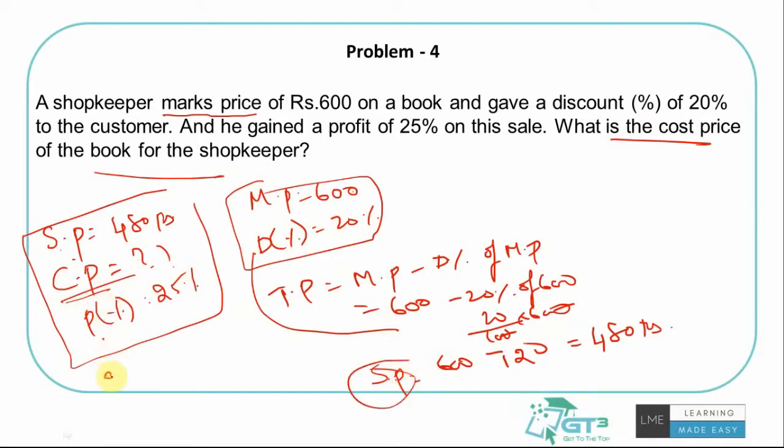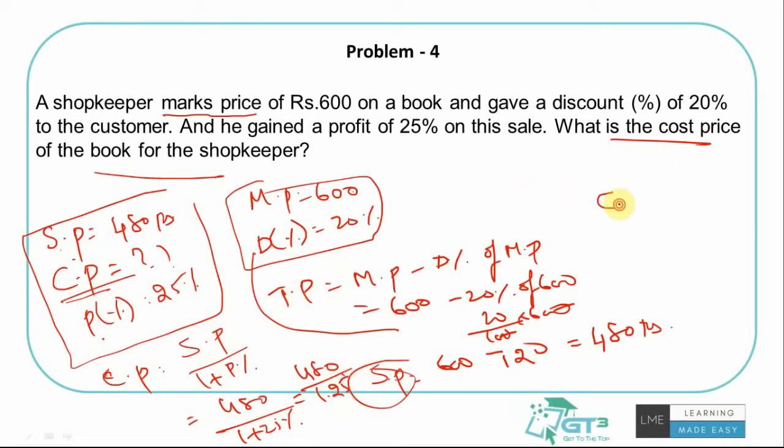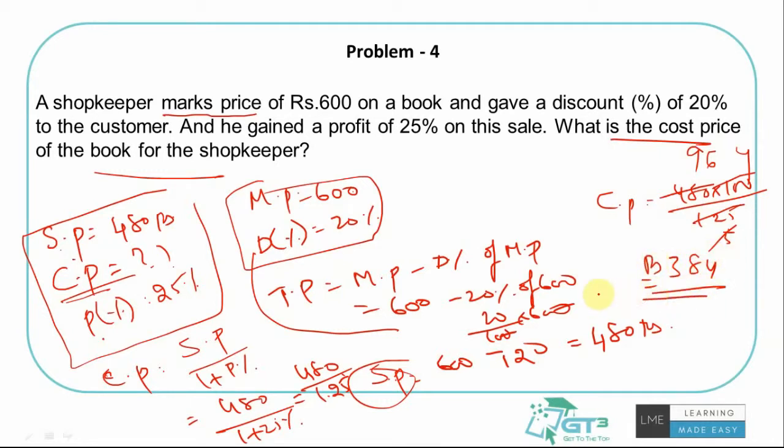So cost price is selling price by 1 plus profit percent. That's 480 by 1 plus 25%. That's 25 by 100 is 0.25. That's 480 by 1.25. Right. So yeah, it's going to be a little bit complex, I guess. Let's see what it's going to give me. 480 by 125, 25 5s are 125, 25 4s are 100, right? 5 9s are 45, 96 are, right? This will be 384. Right, 384 rupees. Yeah, it's not that easy to calculate, but it's okay, don't worry.